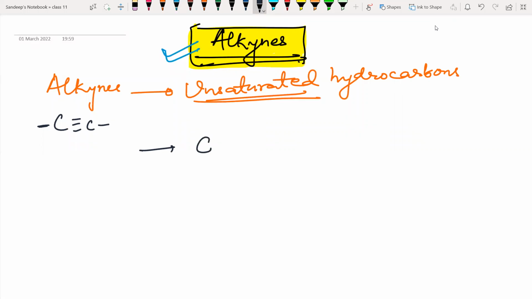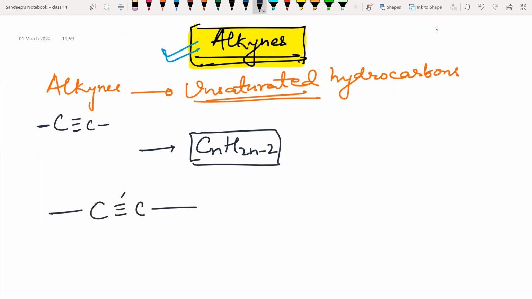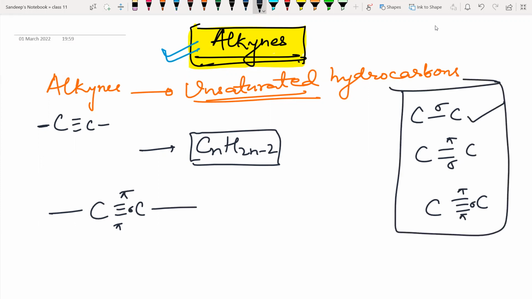So the general formula of alkyne is CnH2n minus 2. It contains 4 hydrogen less than alkane and 2 hydrogen less than alkene. Keep in mind that a triple bond is made up of 2 pi bonds and 1 sigma bond. A single bond is a sigma bond, a double bond is 1 pi 1 sigma, a triple bond is 2 pi 1 sigma. Alkanes belong to saturated hydrocarbons, alkenes and alkynes belong to unsaturated hydrocarbons. So this is the general formula.